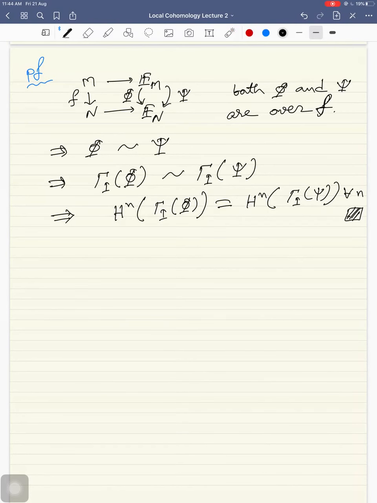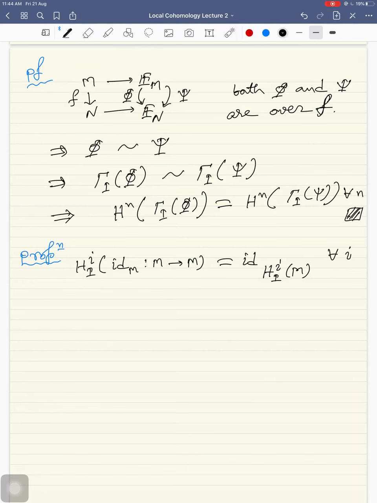So this will be our last proposition for today's class. It says that if you apply this functor on an identity map from M to M, what you get is the identity map on Hi of M, and this is true for all i. This is your first statement.